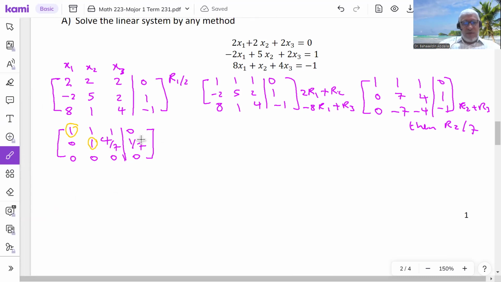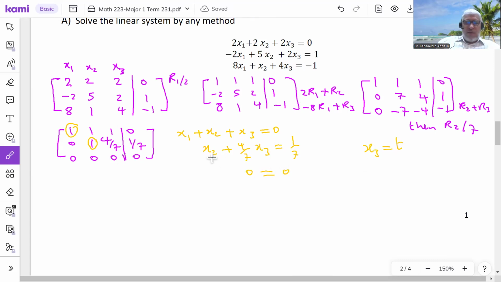I can write the equations again. So I have x1 plus x2 plus x3 equals 0, and x2 plus 4 over 7 x3 is 1 over 7, and I have 0 equals 0. Since there are leading ones for x1 and x2, but for x3 there is no leading one, x3 is a free variable. So I will call x3 t, where t is a parameter.